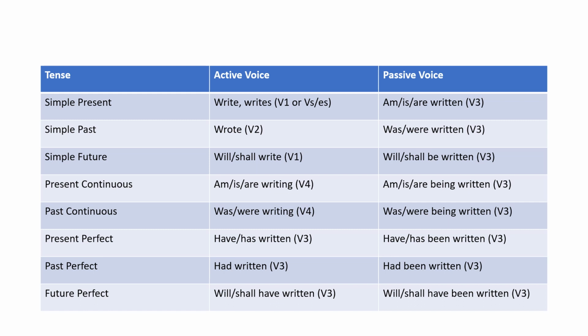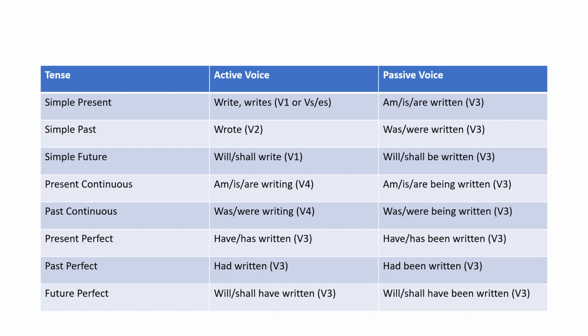Similarly, in the simple future tense, we have will, shall, write in the active voice. Write is the first form of the verb, and changing into passive voice, we have will, shall, be, written, the addition of be with written. Moving ahead with present continuous tense, we have am, is, are, writing, so the verb is in ing form. While changing into passive voice, we have am, is, are being written. So being is added in the passive voice.